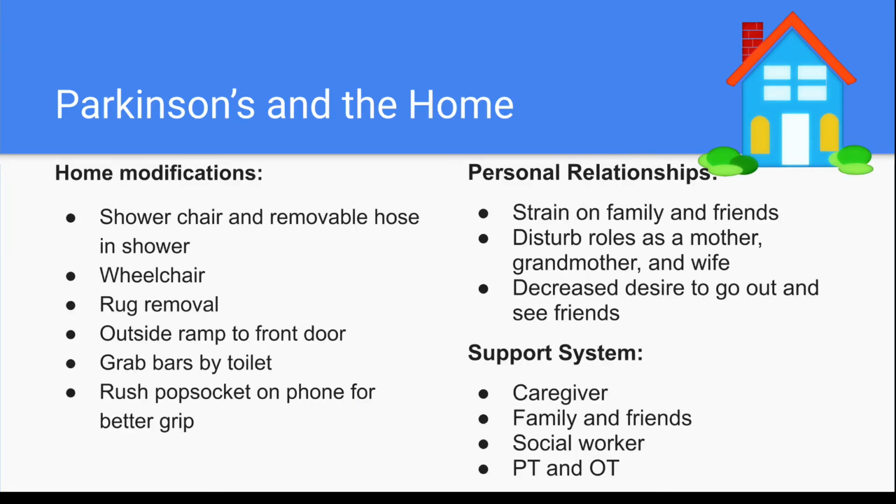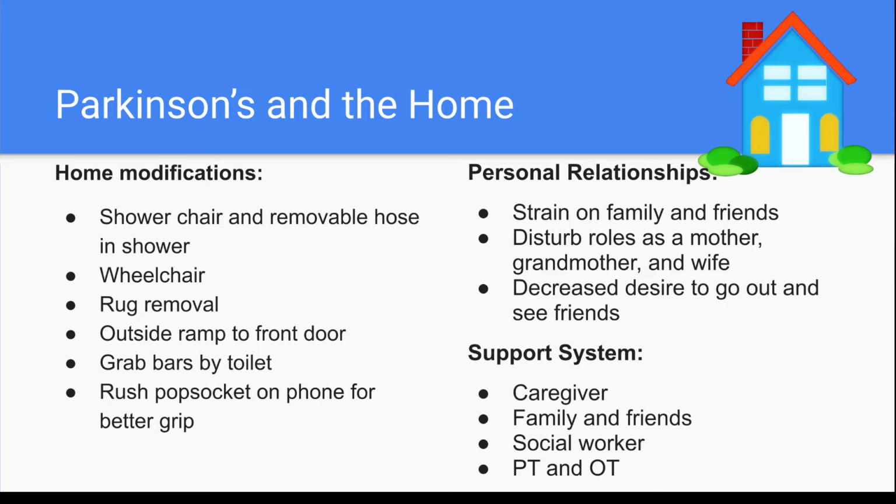Due to Parkinson's disease, the client has had to make some home modifications, which include adding a shower chair and a removable hose in the shower to make the task easier for the client and able to be more independently completed. She uses a wheelchair, rugs have been removed in the house to avoid falls, a ramp has been placed from the driveway to the front door to make it easier for the client to move in and out of the home. Grab bars were placed by the toilet, and a PopSocket was placed on the phone for better grip when communicating with family and friends.